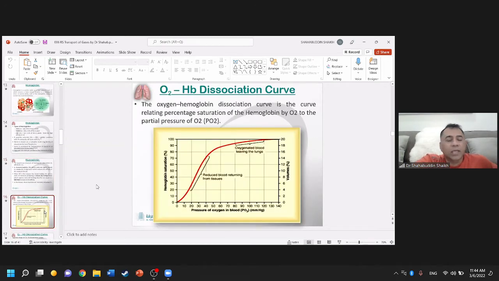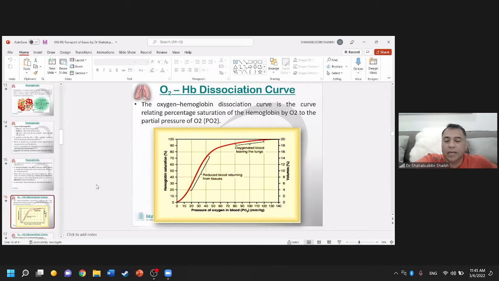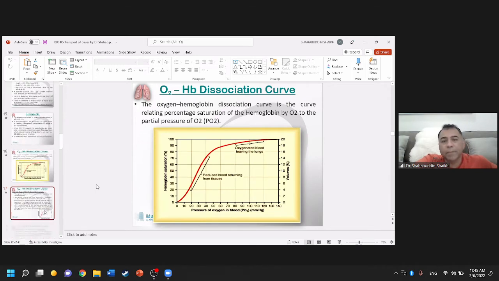What is the shape of the oxygen hemoglobin dissociation curve? Sigmoid shape, S shape. Now we don't say simply S shape, we say sigmoid shape. Please remember that. Sigmoid shape.